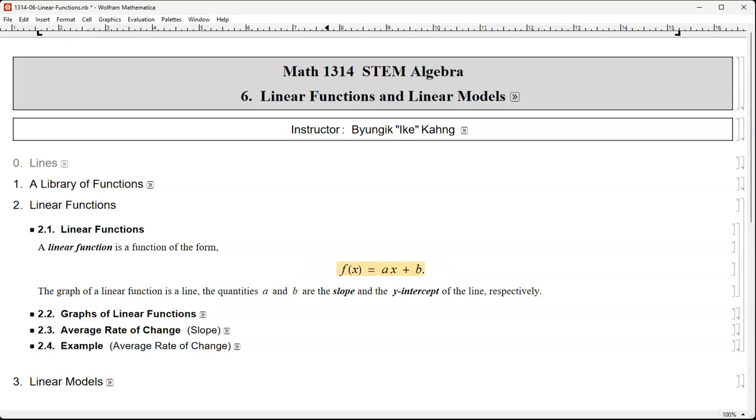Other people disagree. It's okay because even if we drop this ax and we end up with a constant function, f of x is equal to b, its graph is still a line. It's a horizontal line, but it's a line anyway. So you can call it a linear function one way or the other. Well, both are okay, but our textbook author follows the first convention.